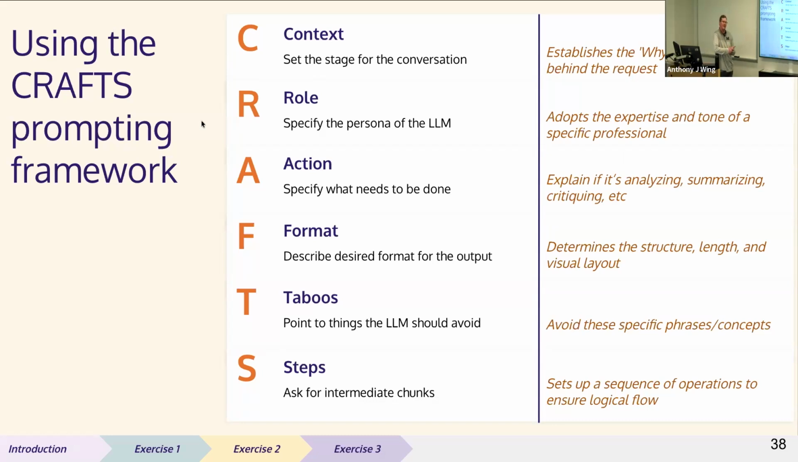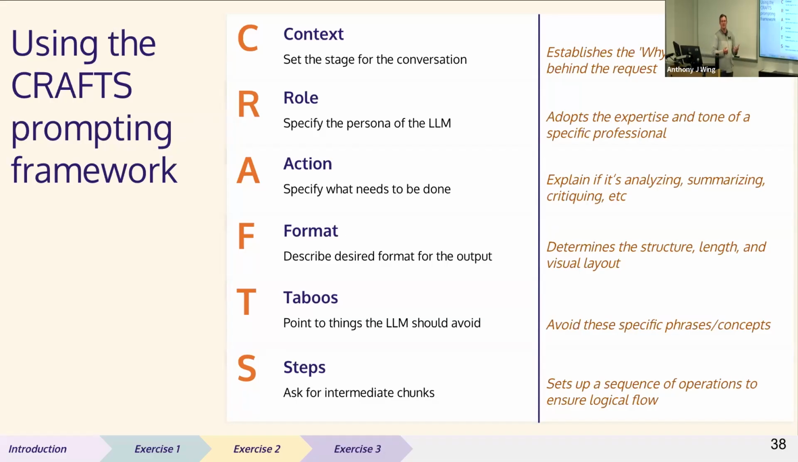So C stands for context. What relevant information does it need to give you a better output? The role: specify the persona, as Brian had mentioned before. How do you want this message delivered? What kind of tone should it have overall? In terms of action for A, what does it need to do? Does it need to summarize? Does it need to specify something from a report that you're looking for? Those actionable words mean a lot to these tools.